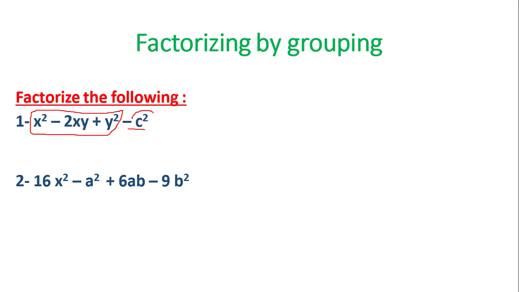This is a perfect square. So I have x minus y all power 2 minus c power 2. Now I have a difference between two squares, so it will be the summation times the difference: x minus y plus c, and x minus y minus c. And this is the factorization for this exercise.